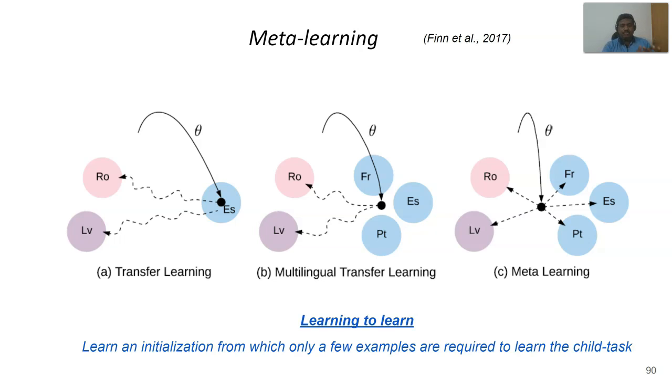Okay. And so what we want to come up with is a scheme for initialization with only a few examples. So one particular framework for meta learning is model agnostic meta learning, and this has been applied to multilingual NMT for low resource translation.